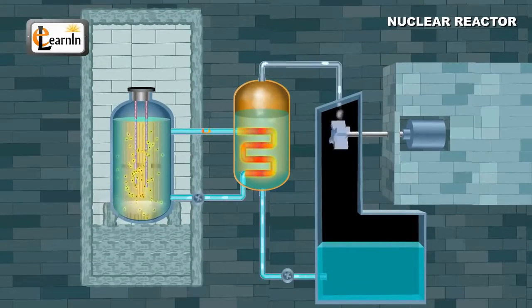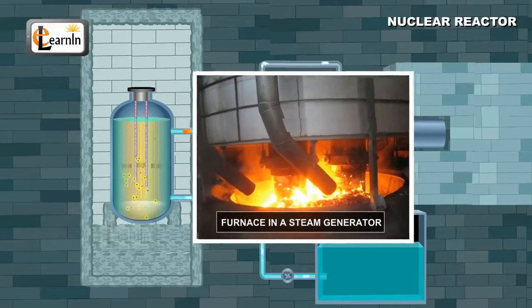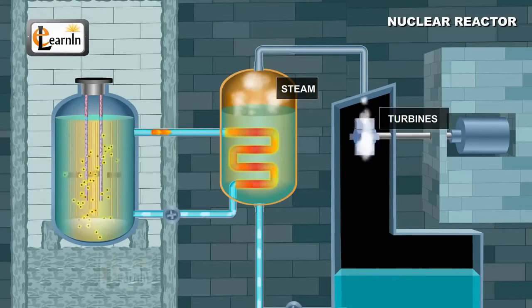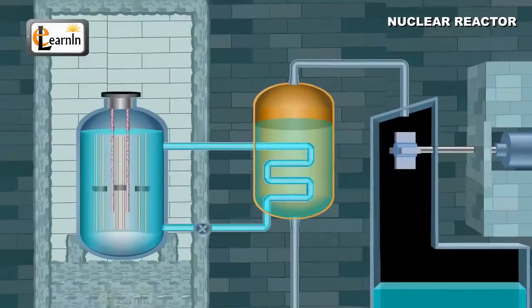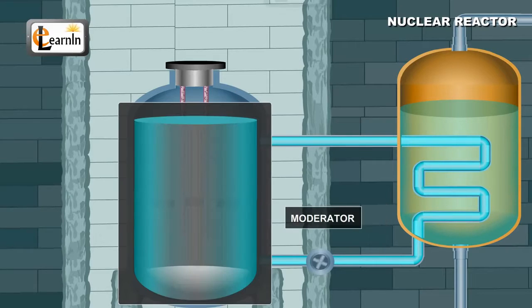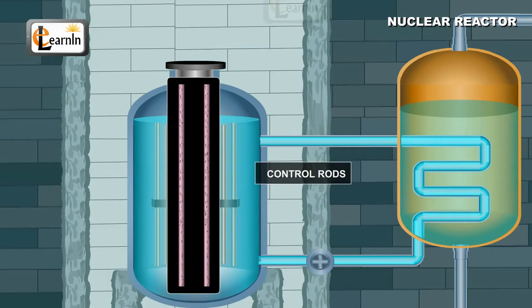Its mechanism is similar to that of a furnace in a steam generator. The steam is used to drive the turbines of the electric generator system. A nuclear reactor consists of three crucial components: fuel elements, moderator, and control rods.